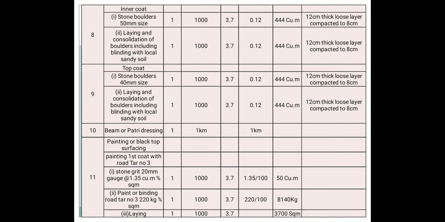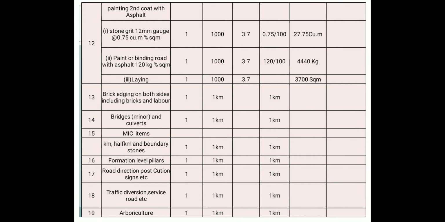For that, stone grit 20 mm gauge is 1003.7, 1.35 divided by 100, that is 50 meter cube. Painting or binding road tar on road tar number 3, 220 kg, 1003.7, 220 divided by 100, that is 8140 kg. For laying 1003.7, 3700. Moving on with the painting at the second coat of asphalt.